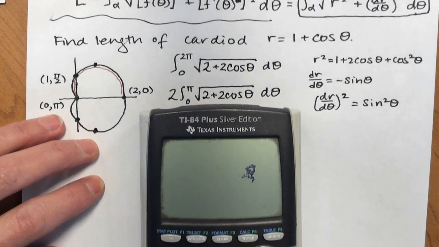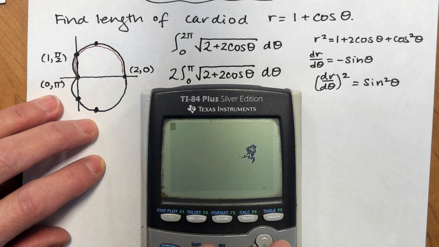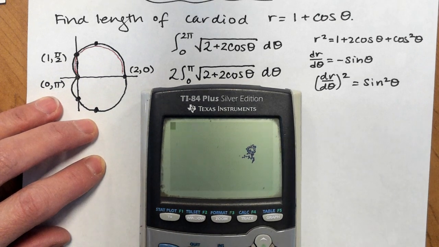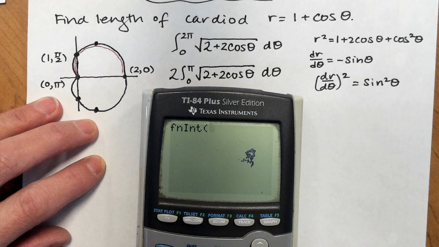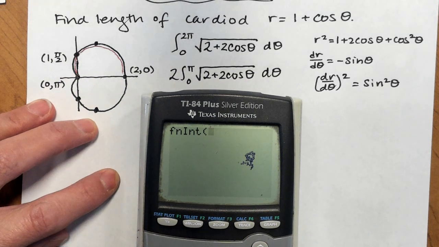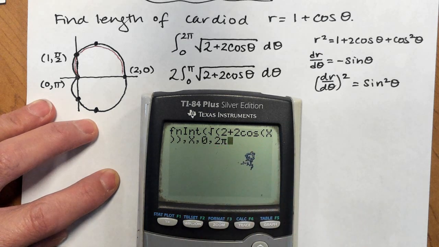So I'm going to make sure I'm in radians. Yes, I am. Math 9. Okay, so the integral of the square root of 2 plus 2 cosine theta from 0 to 2 pi. Let me just double check it. Looks good.